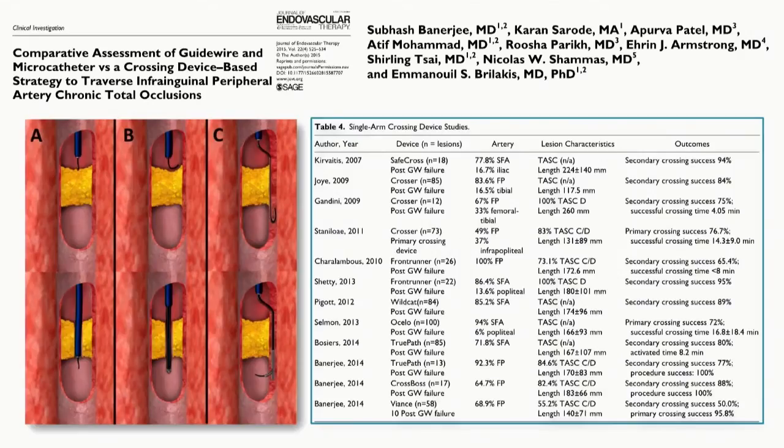There are a host of publications. While I have no intentions of taking you through all of these studies, I do think that XLPAD classifies crossing strategies very, very strictly. We separate between primary technical failure and primary technical success. And primary technical success means that the initial crossing strategy actually makes it to the true lumen.